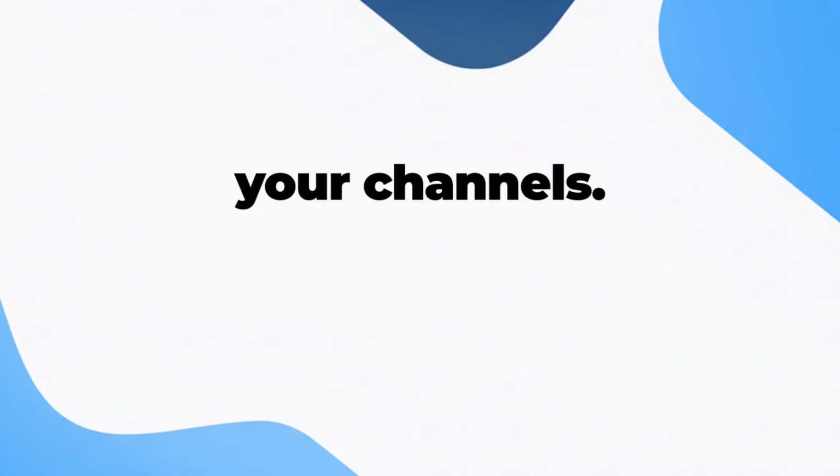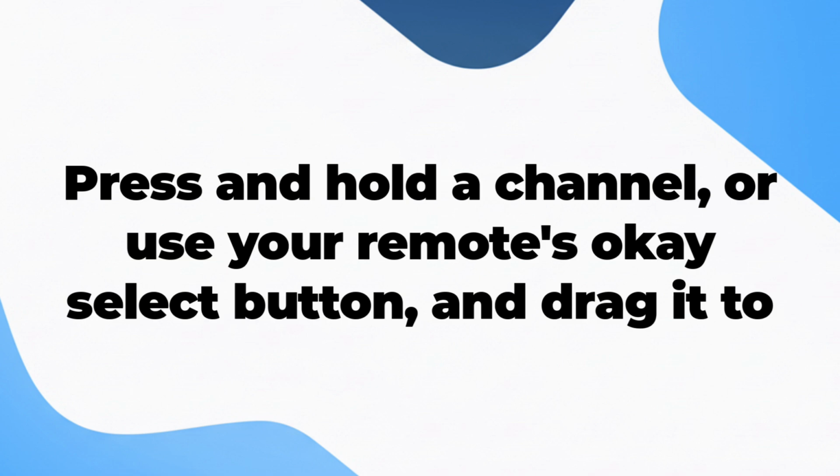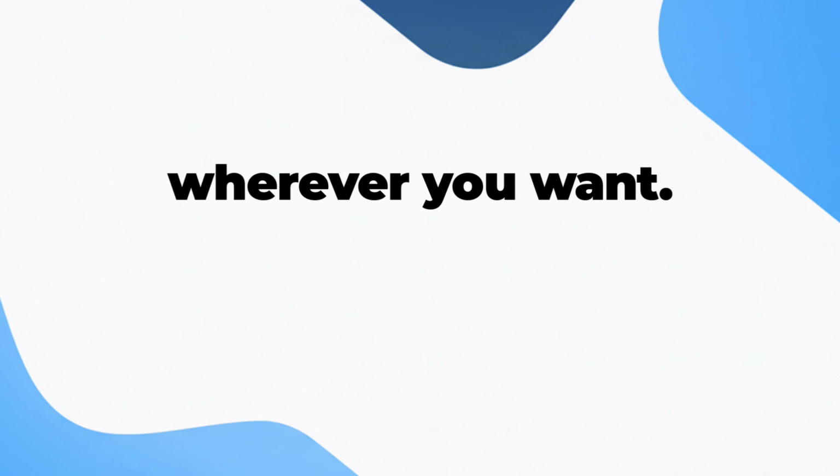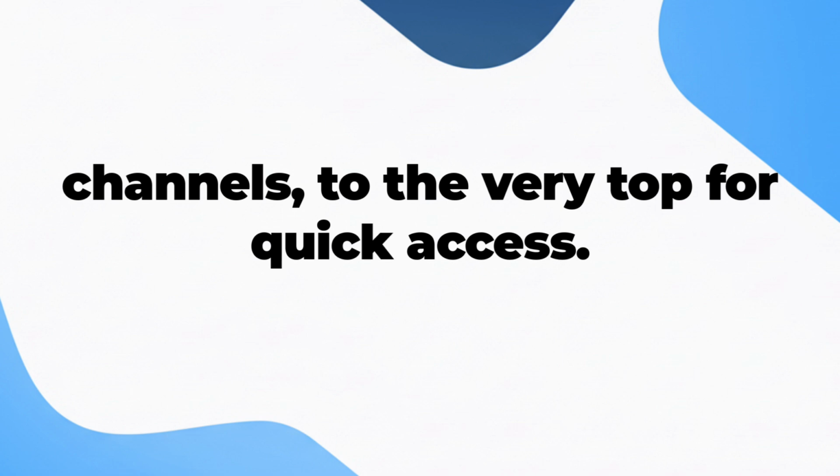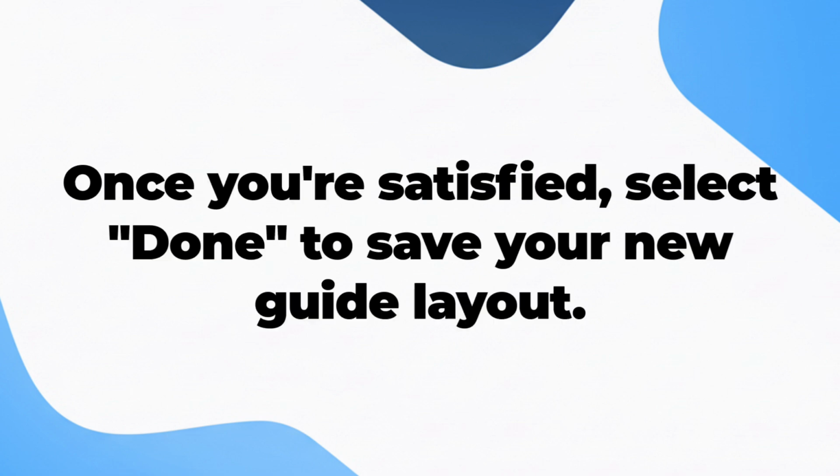To reorder your channels, press and hold a channel, or use your remote's OK Select button and drag it to wherever you want. Most people move their favorites, like local networks, ESPN, or news channels, to the very top for quick access. Once you're satisfied, select Done to save your new guide layout.